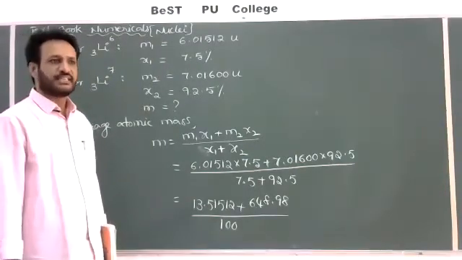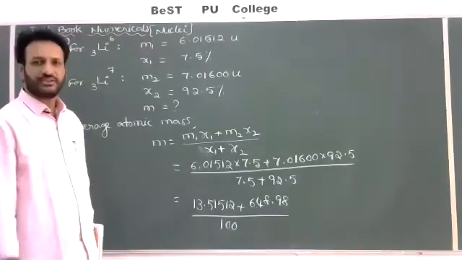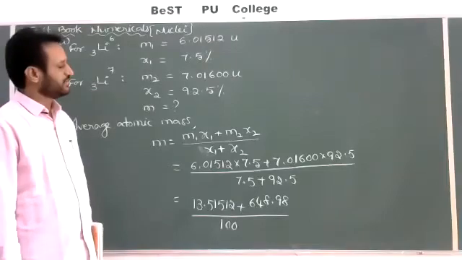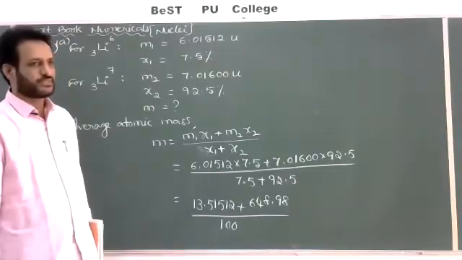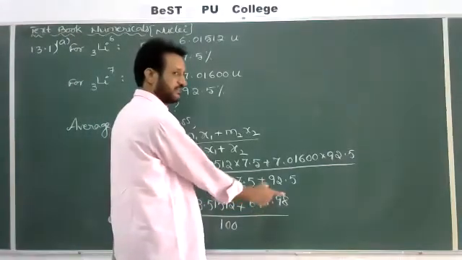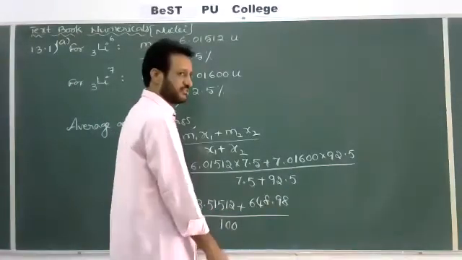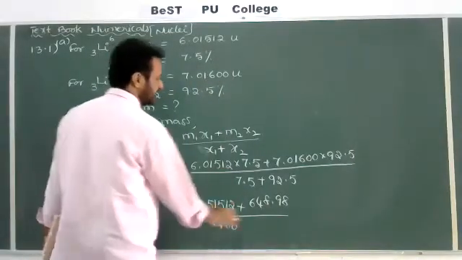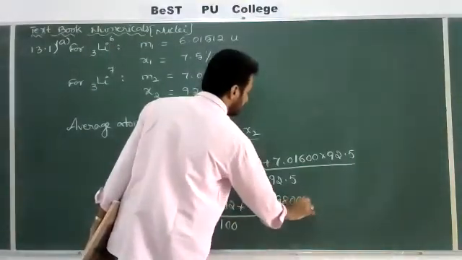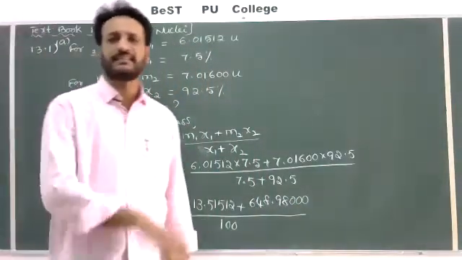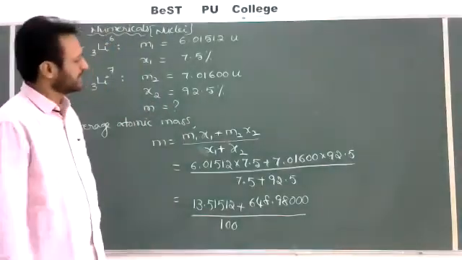7.01600 into 92.5 into 92.5. How much is 648.98? All zeros, sir. So total here 1, 2, 3, 4, 5 digits are given. Here also you should write zeros. After the decimal point they have given 5 digits. I'll consider all.